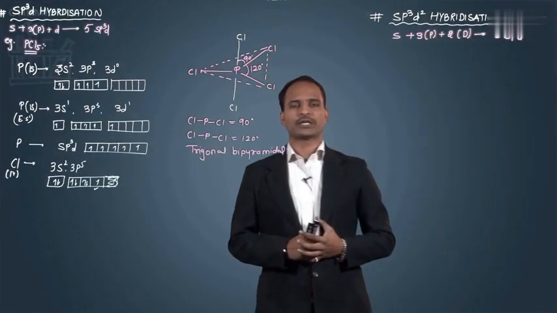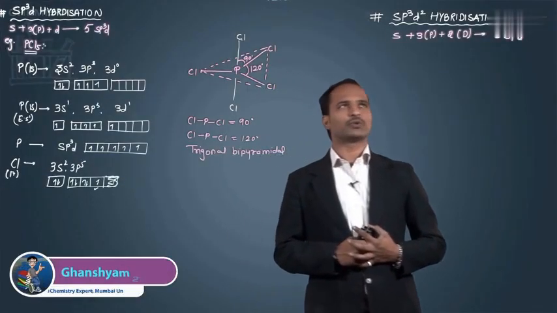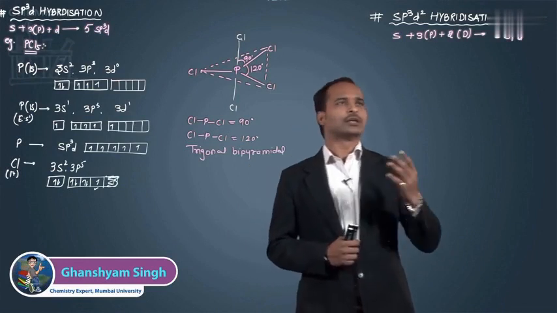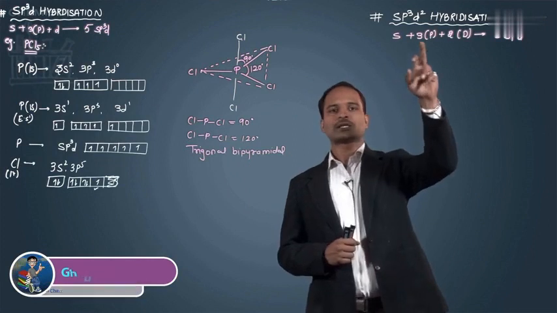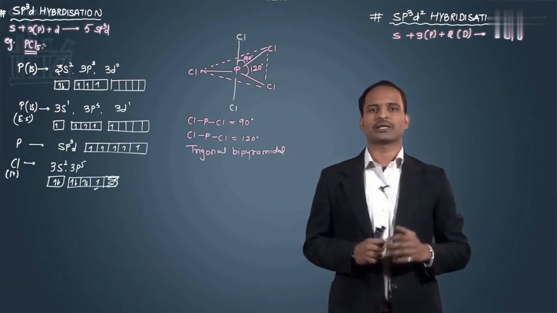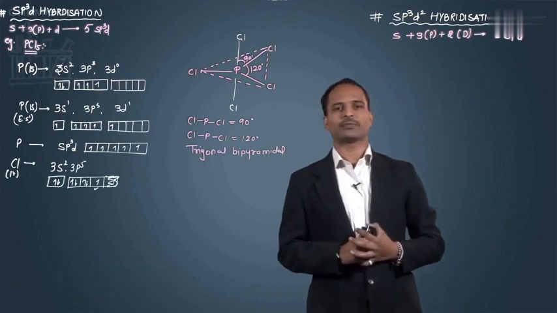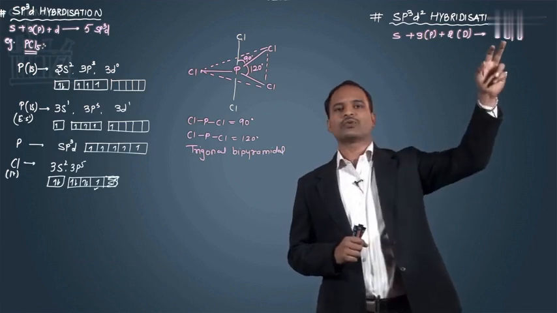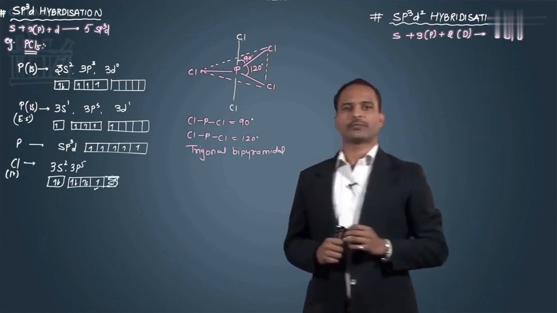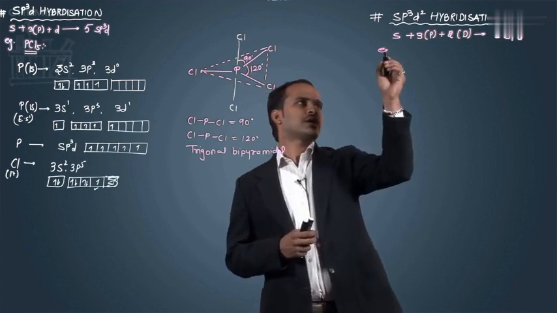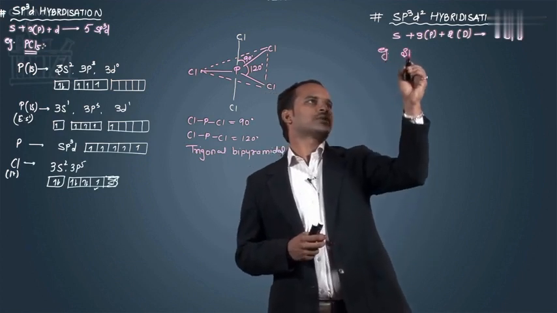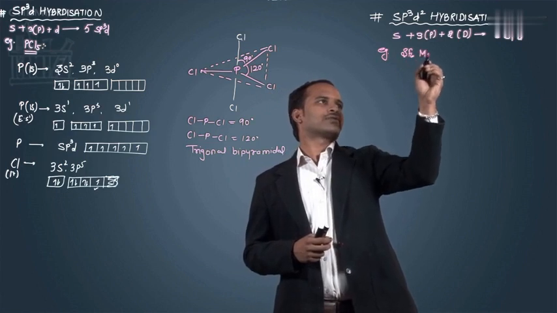Next we are having sp3d2 hybridization. As the name says, here we have 1s, 3p and 2d orbitals, which undergo mixing and recasting, and after that produce a total of 6 new orbitals, 6 sp3d2 hybrid orbitals. The example for this sp3d2 hybridization is the SF6 molecule, that is, the formation of sulfur hexafluoride.